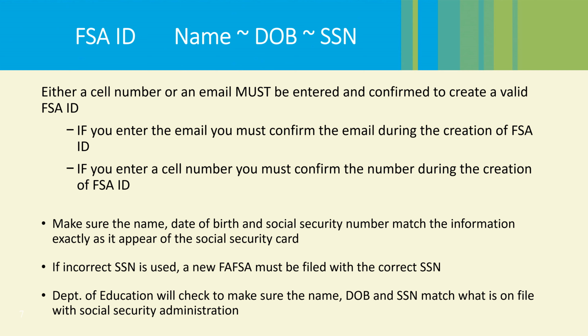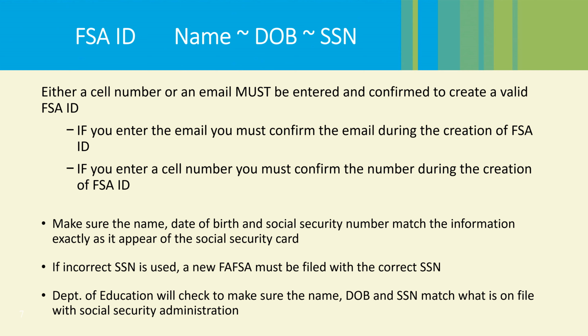And make sure your name, your date of birth, and your Social Security number match exactly as it is on your Social Security card. Do not use nicknames, shortened names, abbreviated names. Use your full name as it appears on your Social Security card. If an incorrect Social Security number is used, a new FAFSA must be filed with the correct Social Security number, so be very careful to use that correct information.